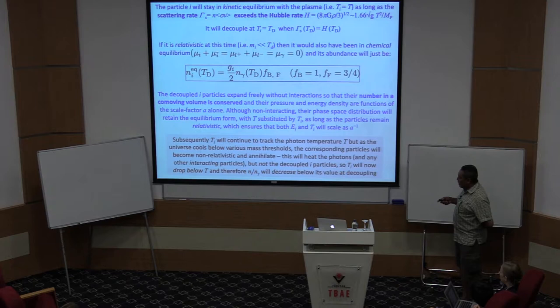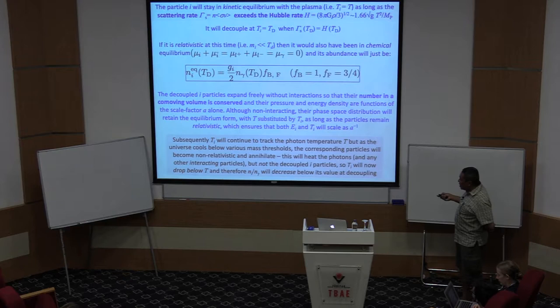Of course, it doesn't matter if the neutrino mass is below today's temperature, which is 10 to the minus 3 eV, but otherwise it'll matter. Now, as the universe cools below various mass thresholds, the corresponding particles will become non-relativistic and annihilate. And this will create more photons, but it will not create any more of the decoupled particles, because they're decoupled.